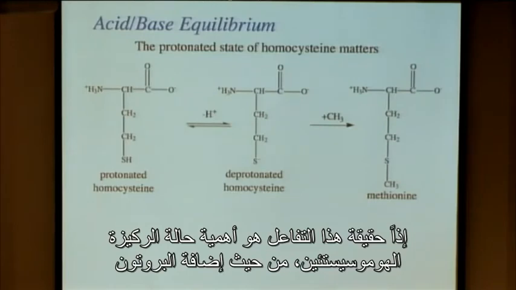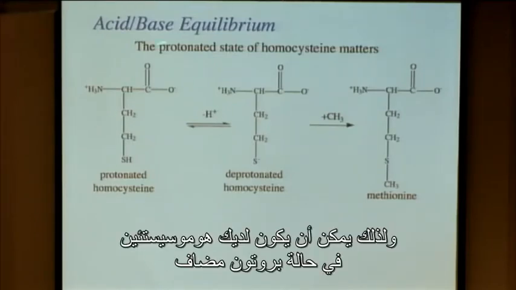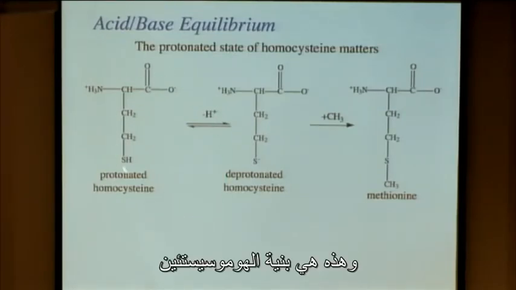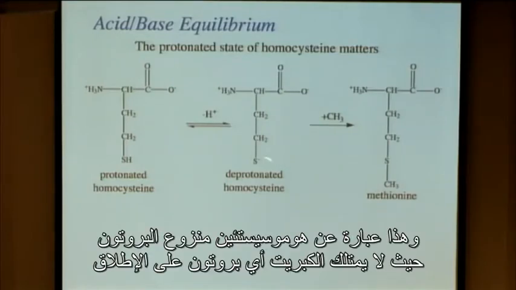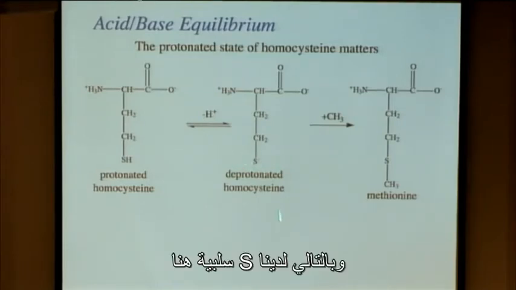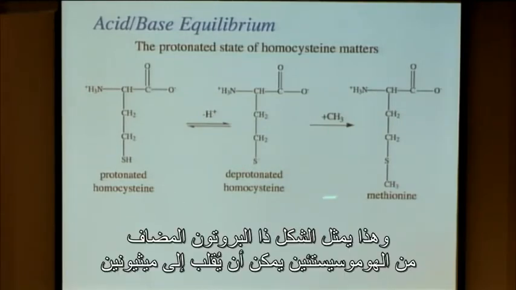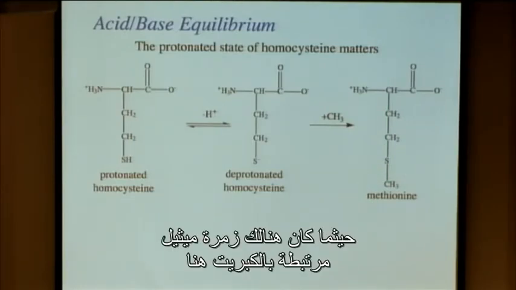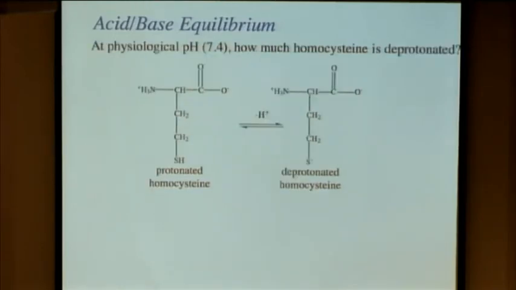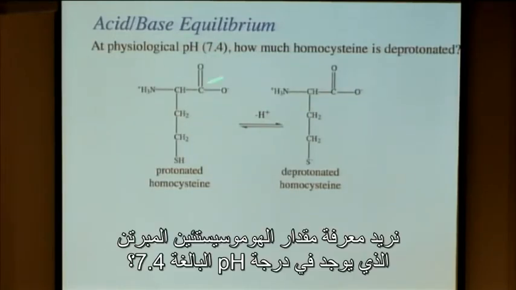So what is true about the reaction is that the protonation state of the substrate homocysteine matters. You can have a protonated homocysteine, and here's the structure of homocysteine, or a deprotonated homocysteine where the sulfur does not have a proton anymore, so we have an S- here. And this deprotonated form of homocysteine can be converted to methionine, where there's a methyl group attached to the sulfur here. So we want to know at physiological pH 7.4 how much of the homocysteine is deprotonated.